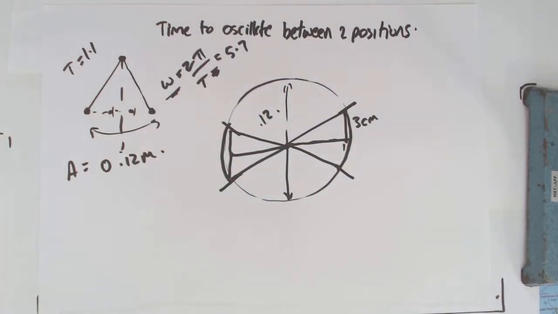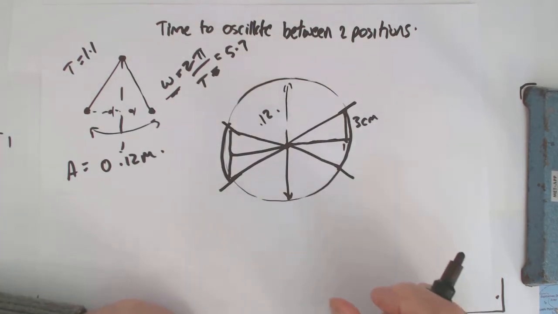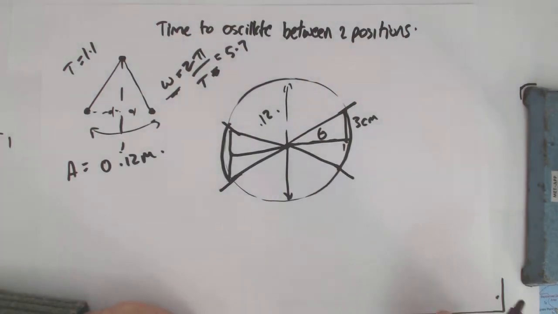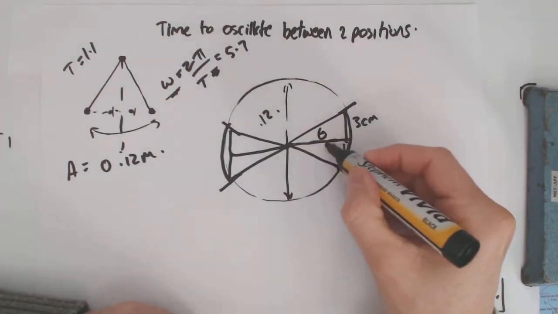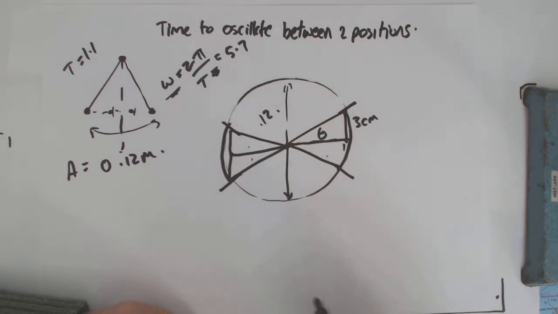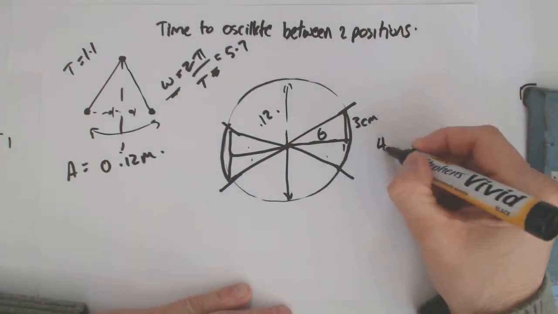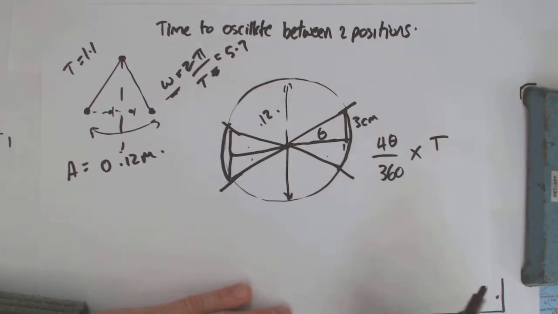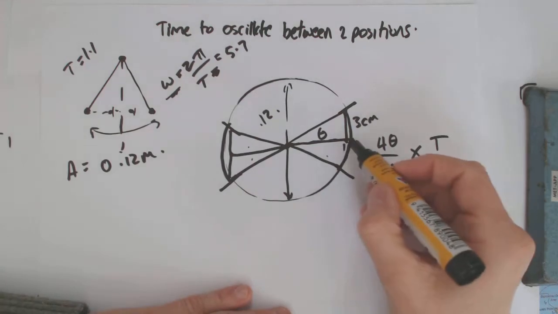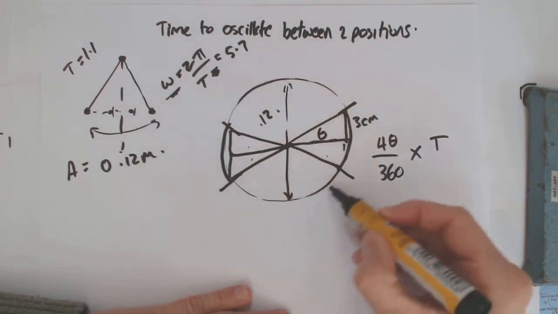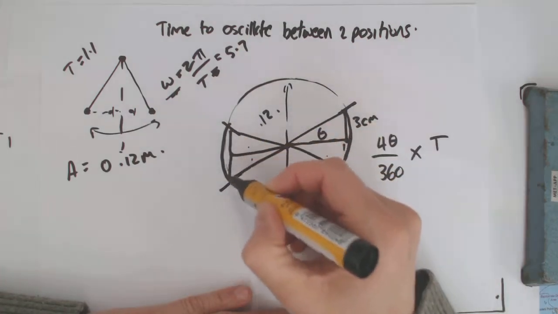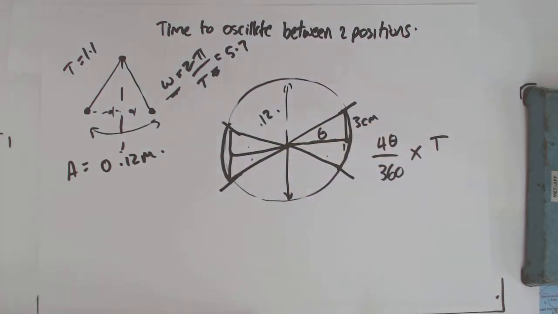That's what we're asking. So what I can do is go, well, if I know what this angle is, then I can times it by 4, and I've got this angle, this angle, this angle, this angle. If I divide those angles, so 4 theta divided by 360 times the period, then I've got how long it spends, because the period is how long it takes to go all the way around. So the time it takes in these zones is just that angle divided by 360 times T.